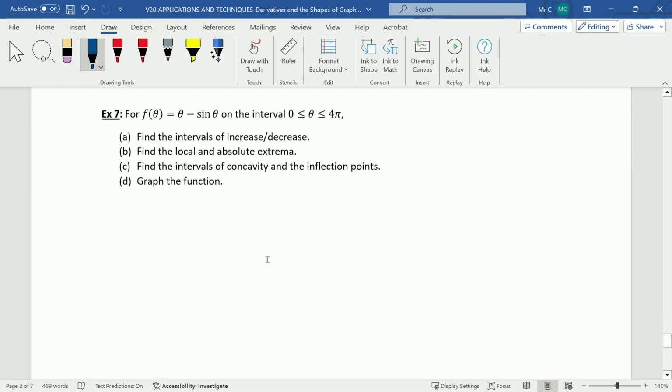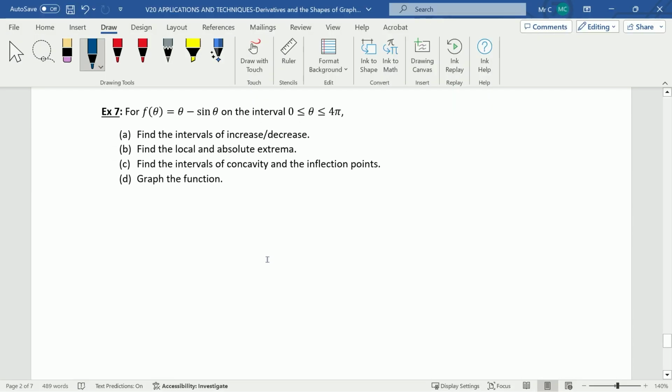We're going to go ahead and go through one more problem here. Let's just jump right in. For f of theta equal to theta minus sine of theta on the interval from 0 to 4 pi, A, find the intervals of increase and decrease.